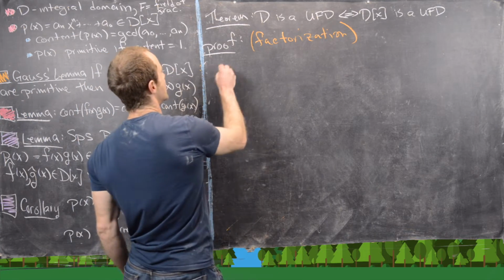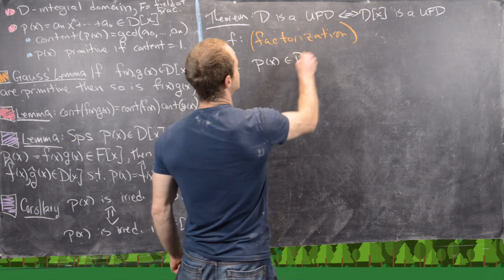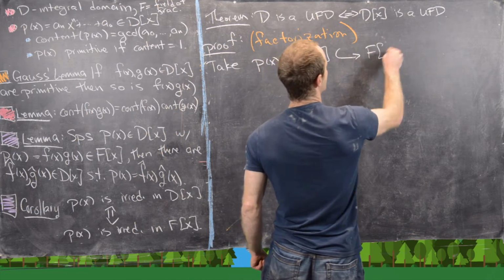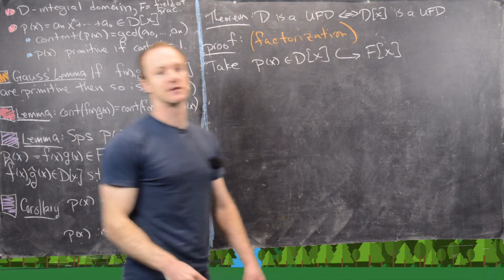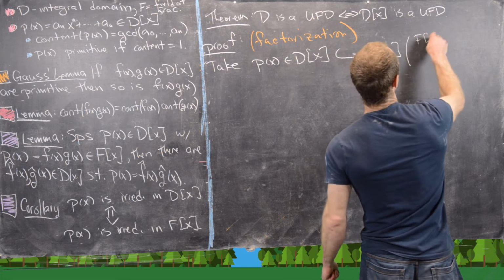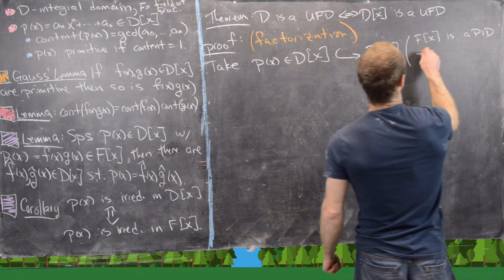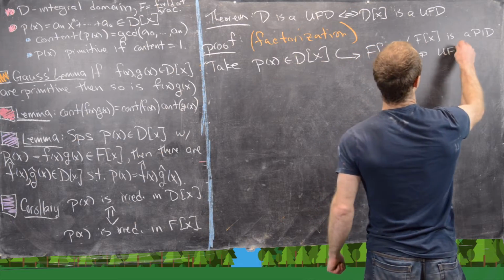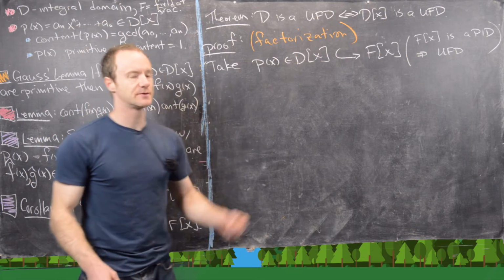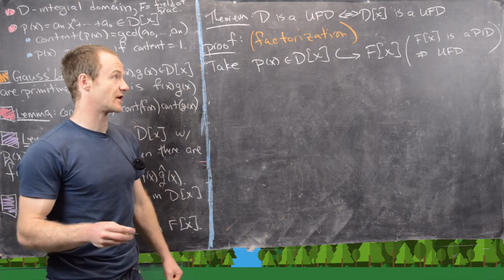Okay, so let's go ahead and take p of x in D adjoin x, and we're going to view it inside of F adjoin x, where F is the field of fractions. Now the next thing that we know is that F adjoin x is a PID, which implies that it's already a UFD. It's in fact a Euclidean domain, which implies it's a PID, which implies that it's a UFD, but that's kind of neither here nor there.